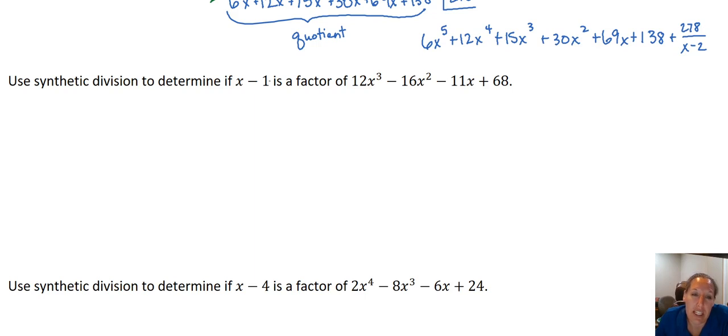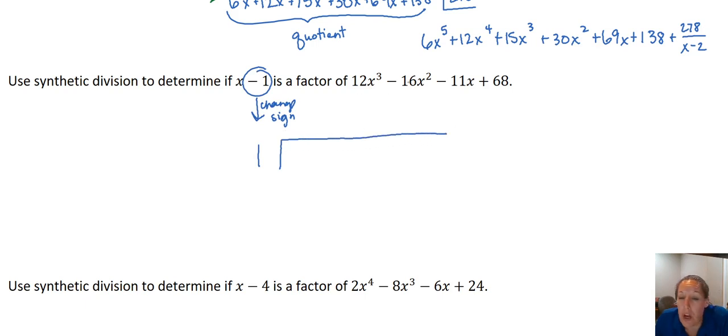So we're going to divide by x minus 1. So that means we're going to change the sign on that minus 1 and write it as a positive 1. And then for our dividend, we want to make sure we're not missing any terms. If so, we'll add in zeros just like we did on the last one. We've got x cubed, x squared, x to the first, and our constant. We're not missing anything, and they're already in order, so we're just going to write our coefficients.